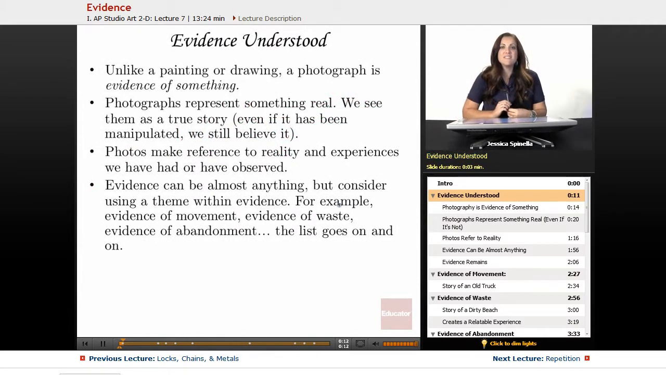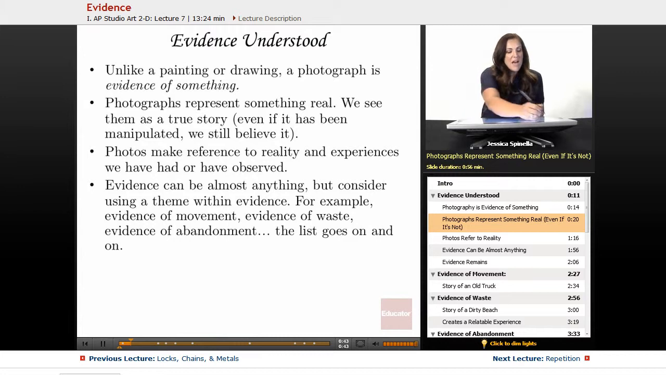Alright, so evidence understood. Unlike a painting or drawing, a photograph is evidence of something. A lot of times in our generation, we actually don't know if each photo that we see is reality-based, right? We see covers of magazines and people have been edited to look perfect, and it's not really based in reality, right? So it can be kind of a question. Is it real? Is it not real? For our project, we're trying to find evidence of something that is real. A photograph is evidence of something.